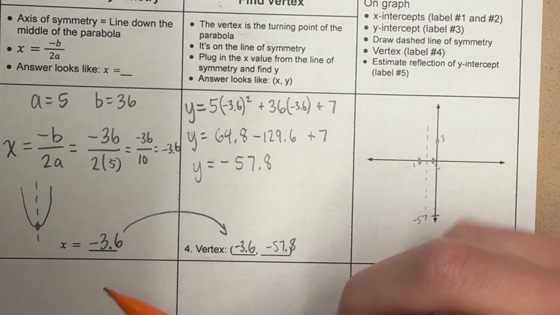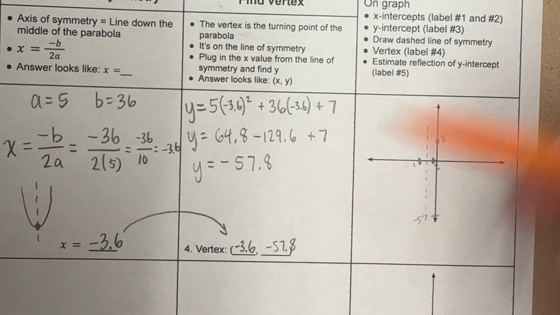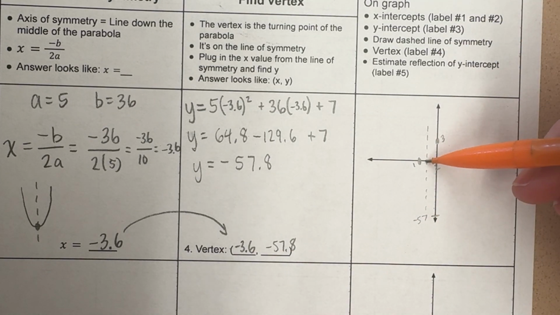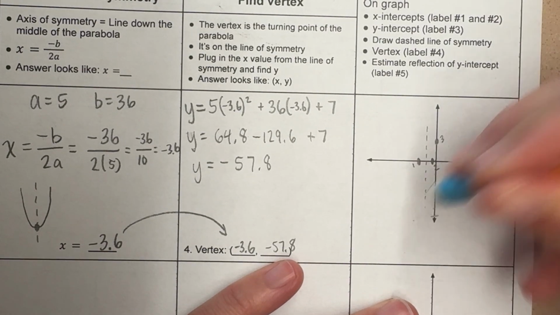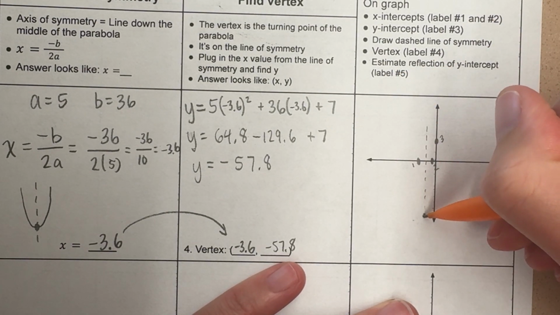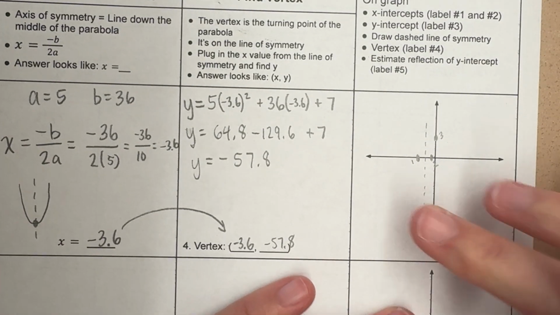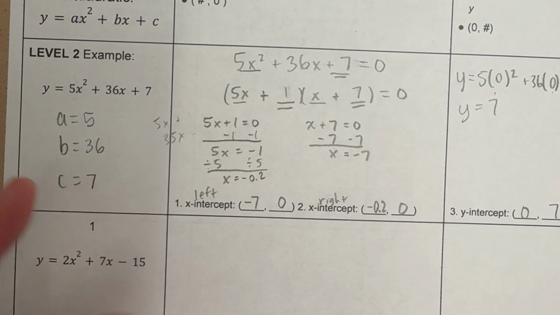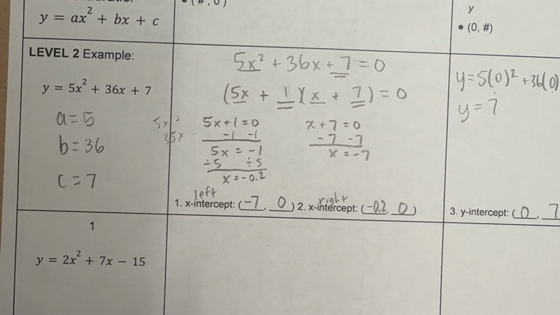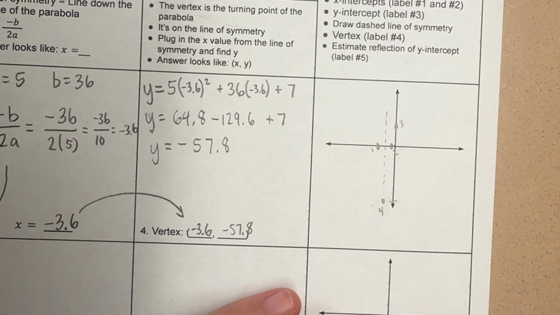My vertex is here, negative 3.6, negative 57.8. Oh boy, here we go, negative 3.6. I'm going all the way down here, and this actually makes sense. This parabola is going to be really narrow. This is the vertex. The reason it's so narrow is when I multiply x squared by a number, it makes my parabola narrower. If I multiply it by 2, it gets a little narrower. 5 is a pretty big number, so this is going to be a really skinny parabola.